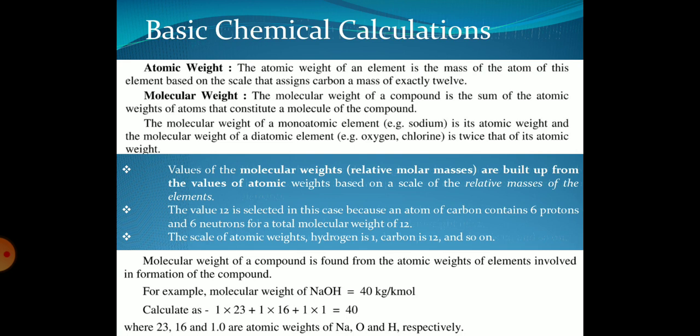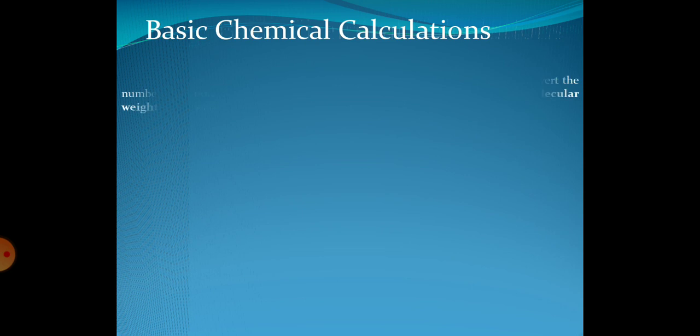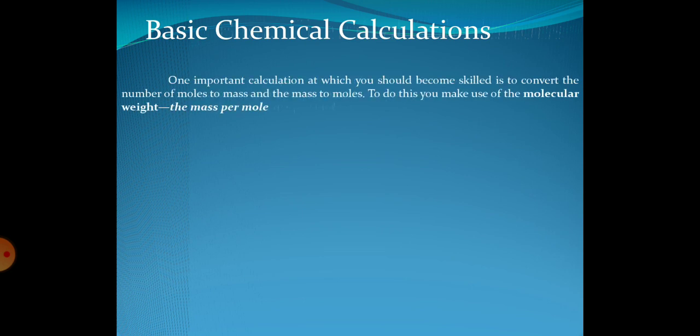In this way, the atomic weight is applicable for a single element, while the molecular weight is applicable for a compound, which is made up from the elements involved. So, one important calculation at which you should become skilled is to convert the number of moles to mass and the mass to moles.